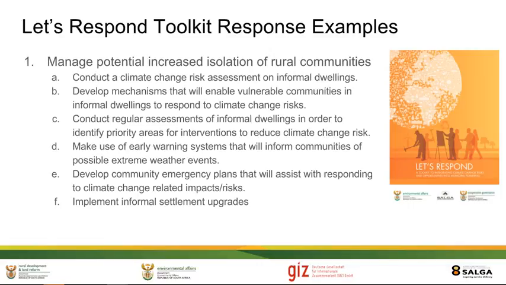The responses included here are conducting a climate change risk assessment on informal dwellings, developing mechanisms that will enable vulnerable communities in informal dwellings to respond to climate change risks, conducting regular assessments of informal dwellings in order to identify priority areas for interventions to reduce climate change risks, making use of early warning systems that will inform communities of possible extreme weather events, developing community emergency plans that will assist with responding to climate change related impacts or risks, as well as implementing informal settlement upgrades.